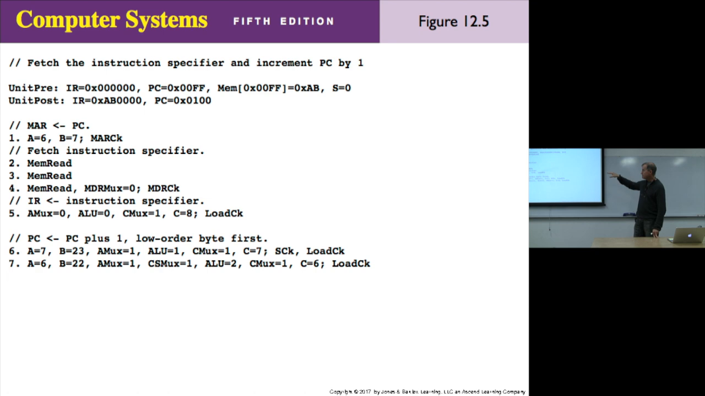And so, in cycle 1, we said A equals 6, B equals 7, MAR clock. So that puts the instruction register into the memory address register. Then we assert memory three times in a row. And at the end of the third one, we clock the information that's on the data bus into the MDR, the memory data register. And then cycle 5 sends what to where?